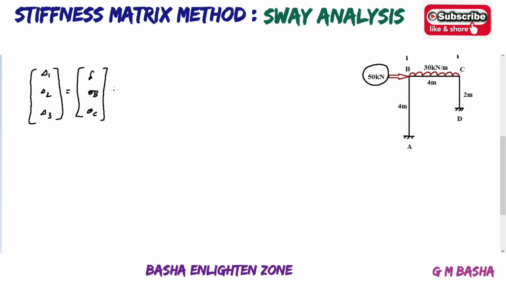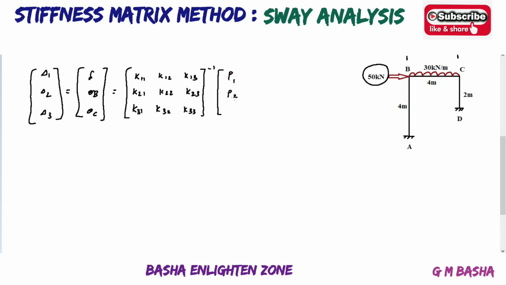And that will be equal to, for 3 by 3 matrices, you will get like this: K11, K12, K13, K21, K22, K23. All these are the stiffness matrices. K31, K32, K33, and again it comes under the inverse. Already I showed how to simplify this formula, and again P1, P2, P3 minus P1L, P2L, P3L. So first take only the external forces part, that is P1, P1L.